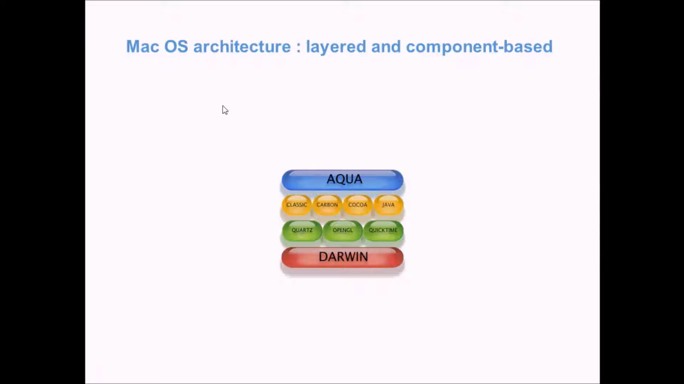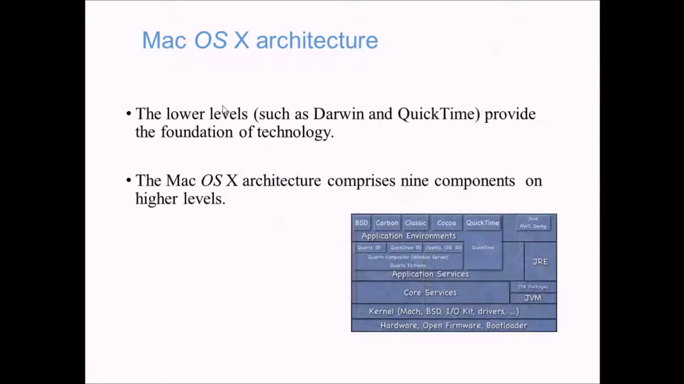You can see Aqua, Classic, Carbon, Cocoa, Java, Quartz, OpenGL, Darwin. This is the main architecture of the Mac OS. The lower levels, as I discussed previously, such as Darwin and QuickTime, provide the foundation of the technology, and this architecture specific to the Mac comprises 9 components on the higher level.